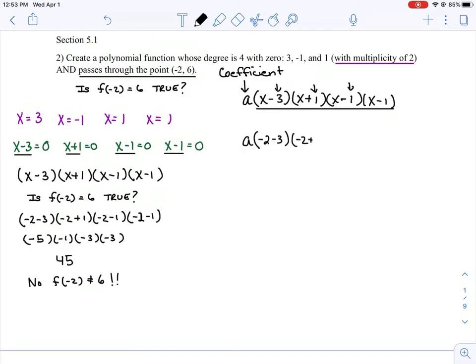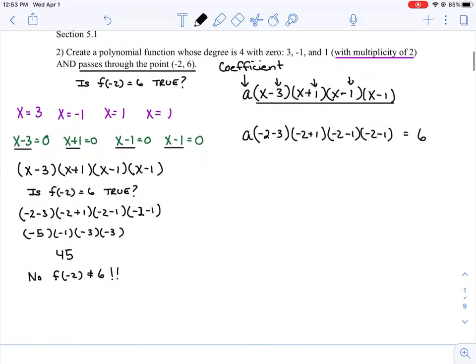So according to the problem, if you substitute -2 in for x, that should equal 6. But we know that this product equals 45. So 45a is equal to 6, which implies that a is equal to 6/45, which reduces to 2/15.